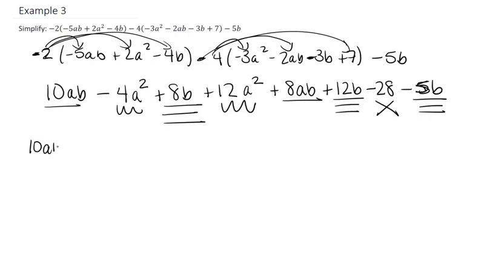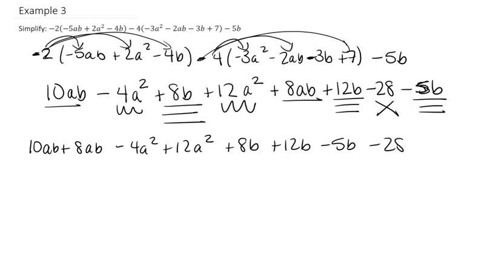So let's just go ahead and rewrite this so we can see this a little bit better. Okay, so now we've rewritten it. So the first two terms, we can add those together. So 10 plus 8 is 18ab. Next we have negative 4a squared plus 12a squared. So 12 plus negative 4, or 12 minus 4, is plus 8a squared.